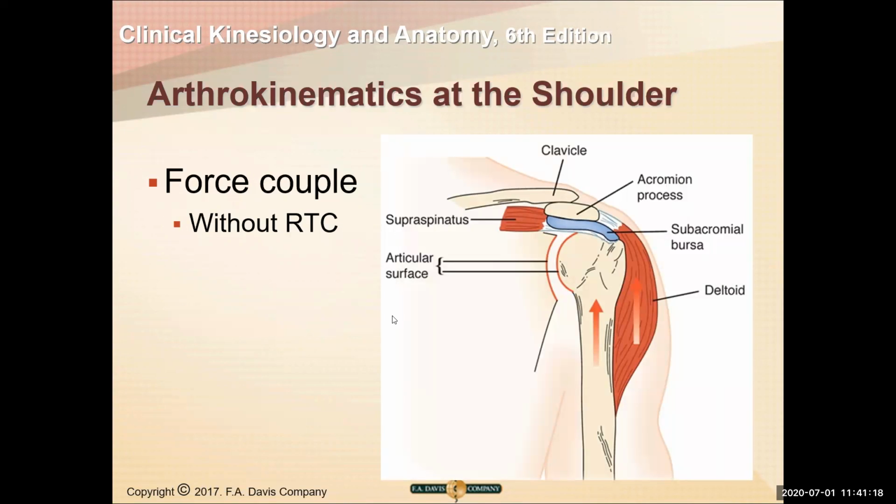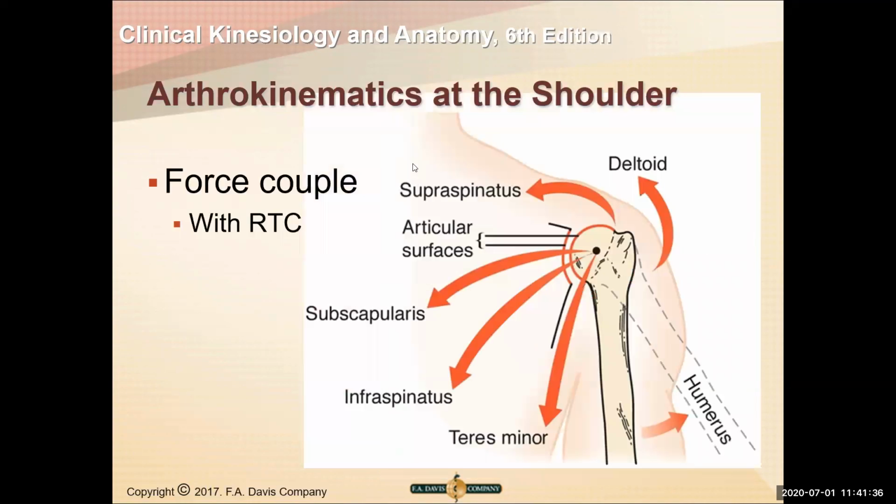So the force couple, right? So when we have arthrokinematics of the shoulder, we're moving things. Without the rotator cuff, they're going to perform individual actions. So supraspinatus, if we don't work in the force couple mode, is going to work for helping abduction with the deltoid. But supraspinatus is also then going to work in with the other rotator cuffs to allow for rotation. So this is kind of what that force couple looks like. It looks really complicated, right?